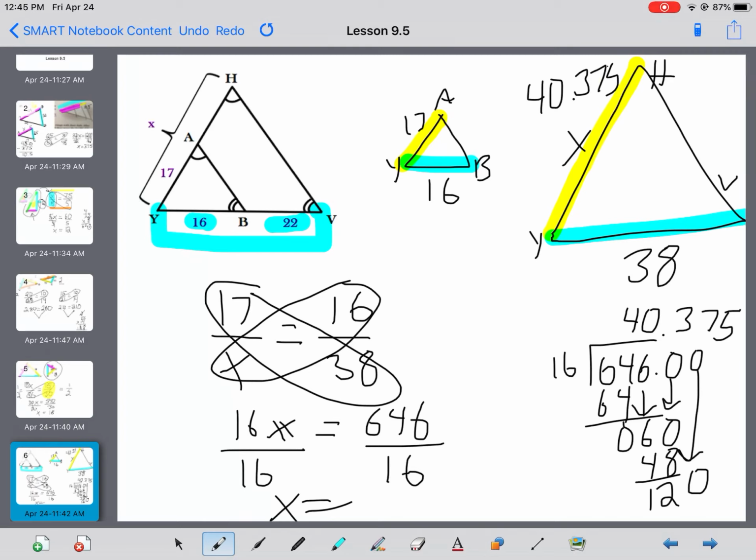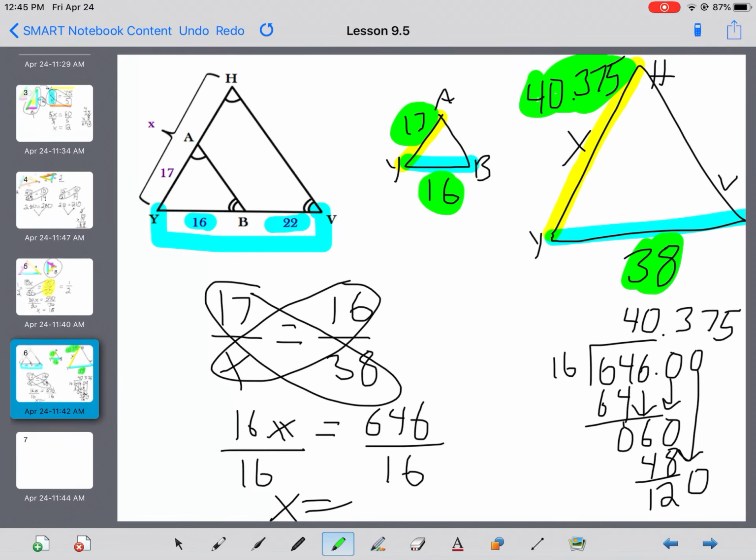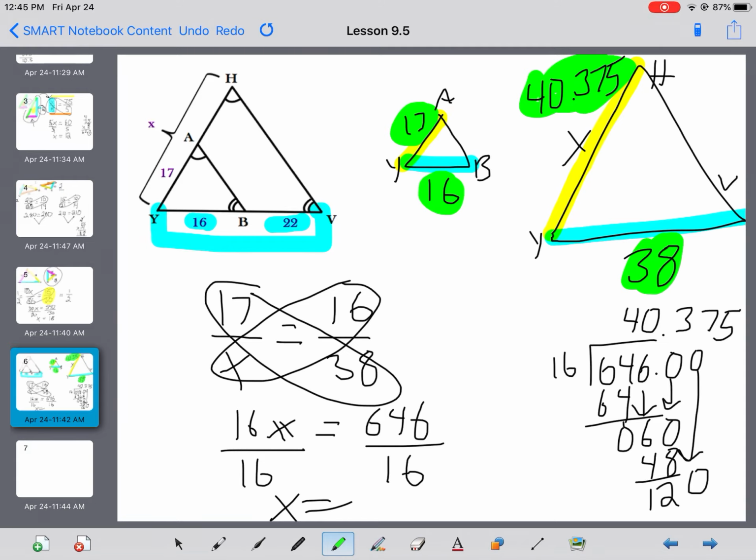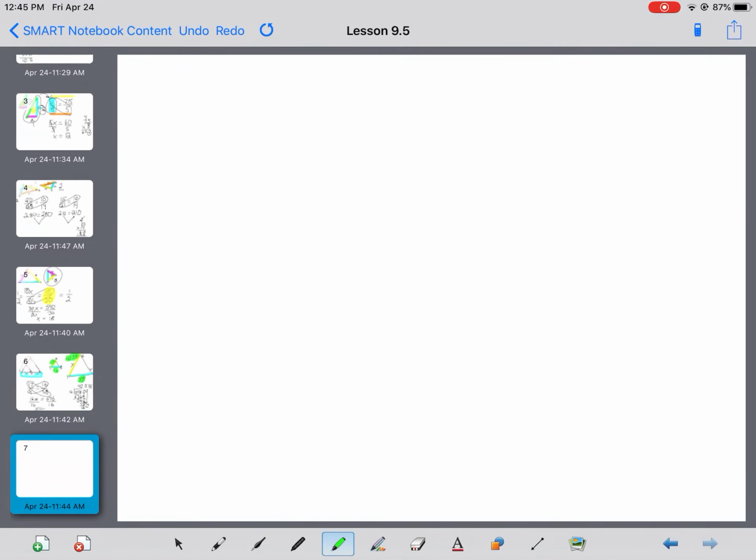Doesn't mean it's wrong, because it does stop. Remember, if you have a decimal that goes on forever and forever, it probably is wrong. But in this case, because it does stop, we can assume it is the correct answer. Also, if I look at it, it makes a lot of sense. Over here, I have 16, and 17 is just a little bit bigger than 16. Over here, I have 38, and 40 is just a little bit bigger than that. Okay, so that's your review of similar triangles with just a few more questions.